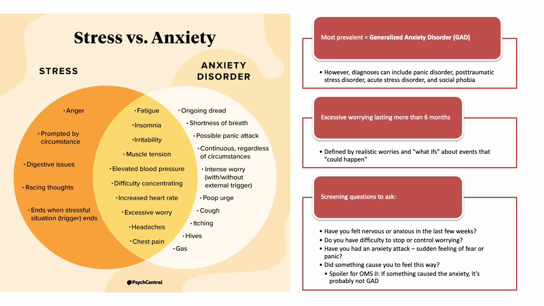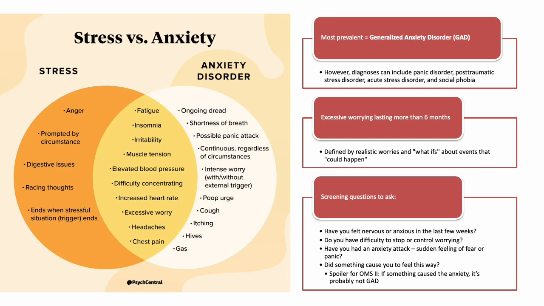The most prevalent anxiety disorder is generalized anxiety disorder. We might also be familiar with panic disorder, post-traumatic stress disorder, acute stress disorder, social phobia, and other anxiety disorders that we'll explore much more in our dedicated psychiatry course. Generalized anxiety disorder often describes a patient with excessive worries that last more than 6 months.